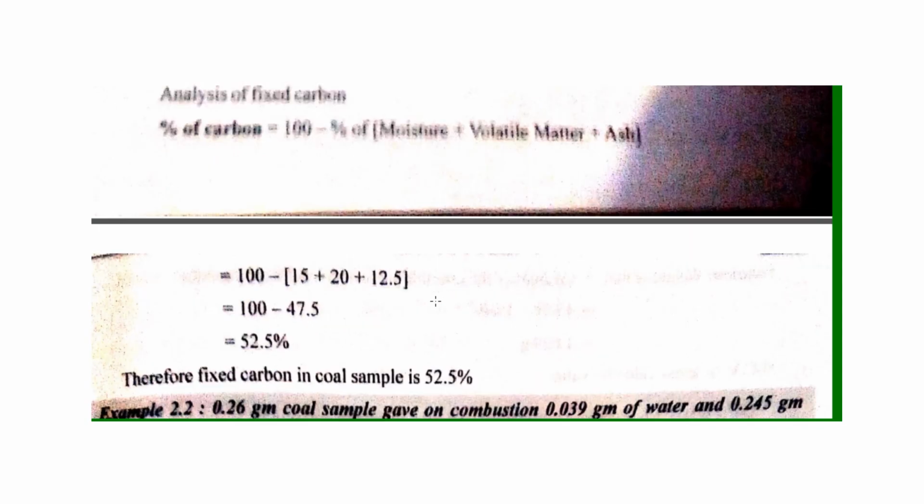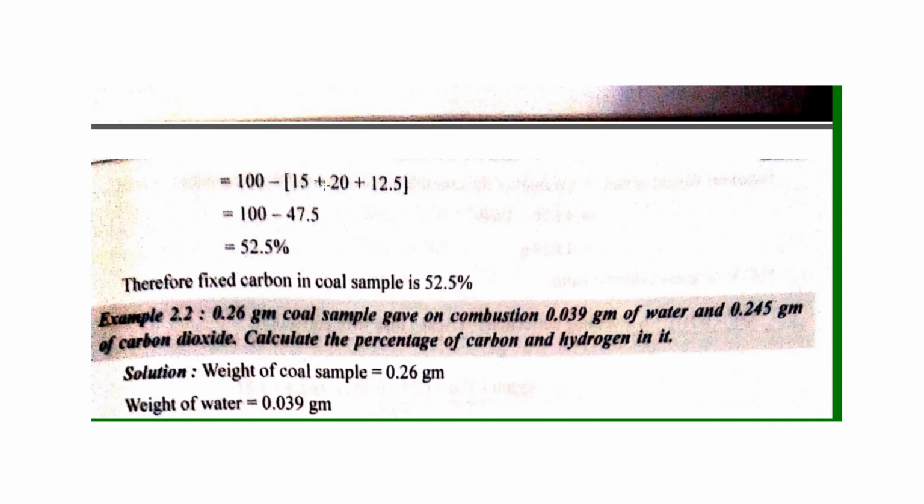And percentage of carbon is 100 minus the values of percentage of moisture plus volatile matter plus ash content. By keeping the values in this formula, 15 plus 20 plus 12.5 will come as 47.5, so that we have to subtract from 100. So 52.5% is the carbon present in the given coal sample.